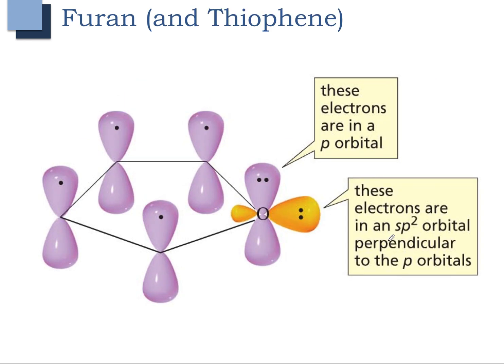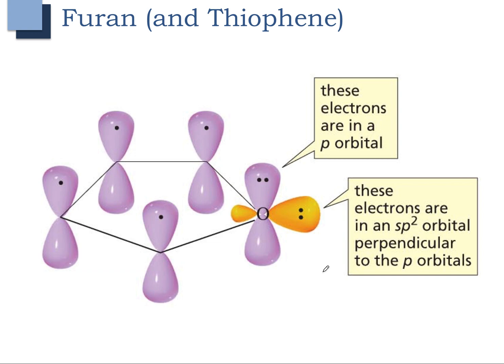Let's move on to furan. And thiophene is equivalent to furan; you're just going to swap out the O for an S. And the same thing is happening: the oxygen, or in the case of thiophene, the sulfur, is going to be sp2 hybridized. When it's sp2 hybridized, we are going to have one p orbital that contains the electrons, and then we're going to have the other lone pair hanging out in an sp2 hybrid. And the other sp2 hybrid orbitals are forming the bonds to the carbons.